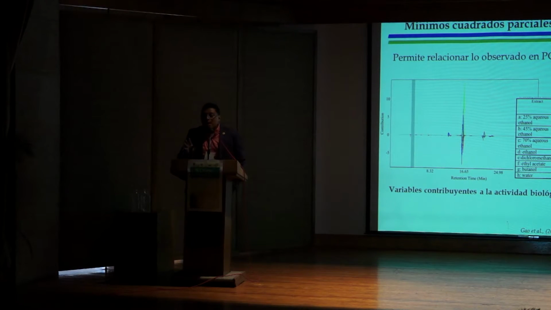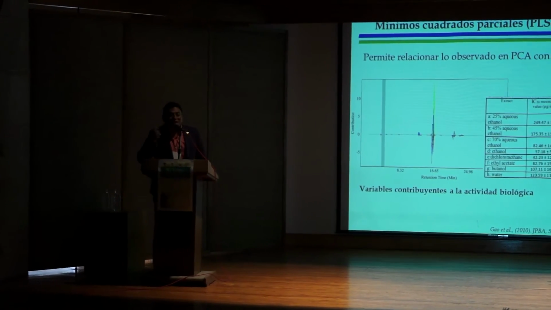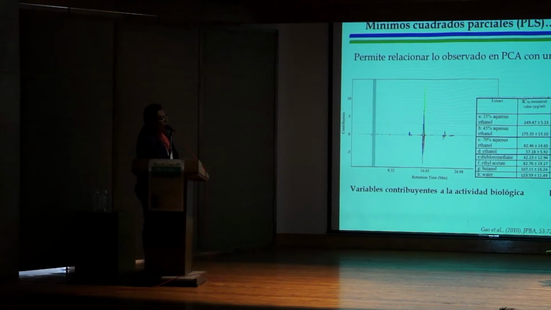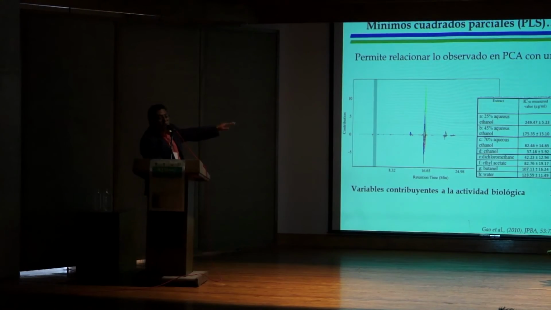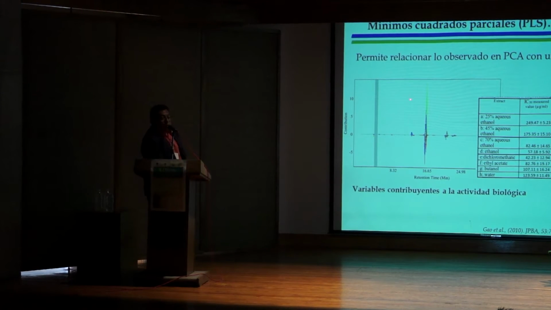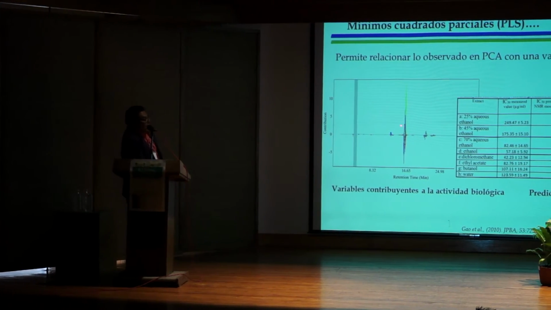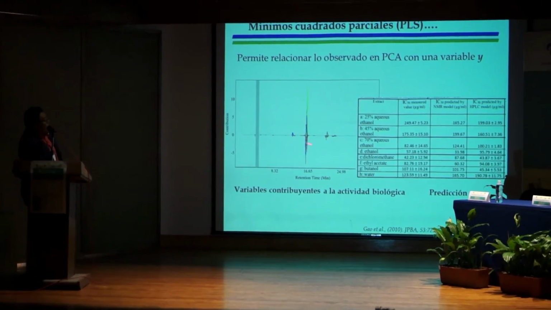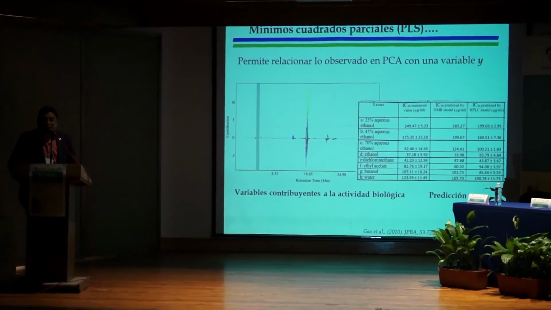So again, PCA will tell you which ones are similar, but it is not a correlation tool. You have to use PLS in order to get that correlation. It will tell you this biological activity is because of this number of variables. So for these plants, once we did the PLS, we could see that the biological activity was mainly due to these three variables.